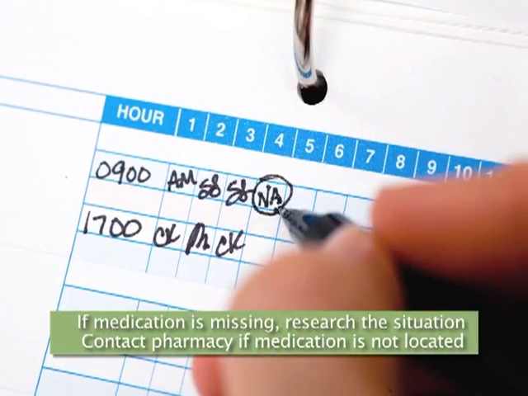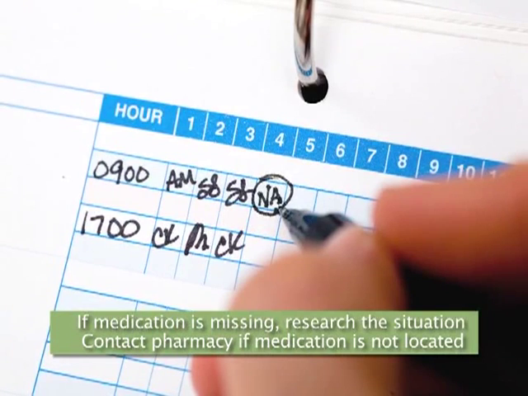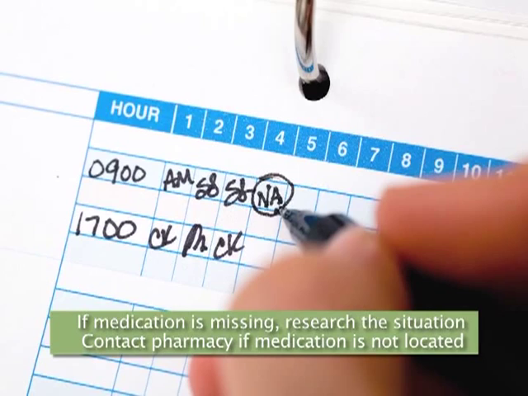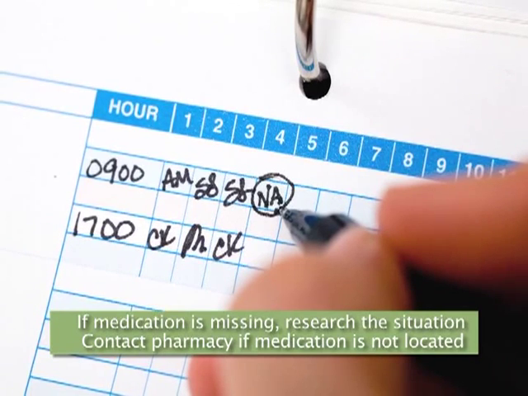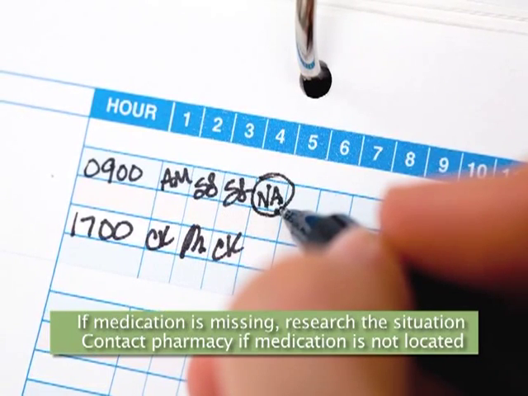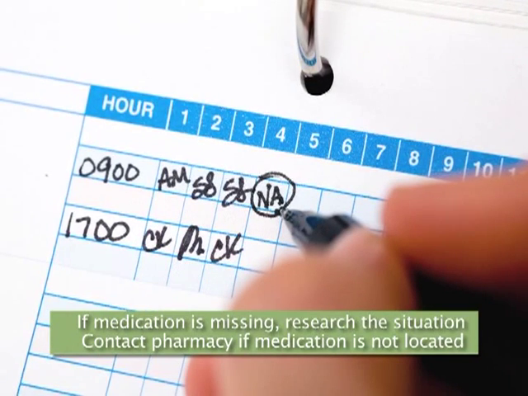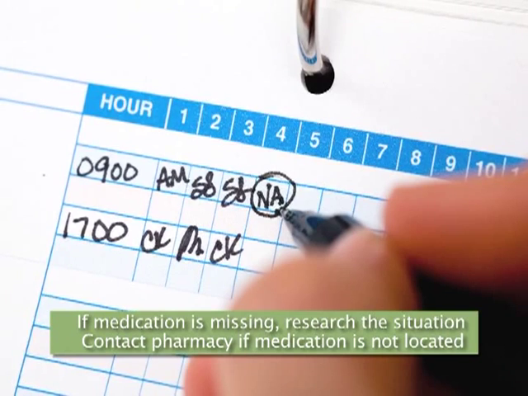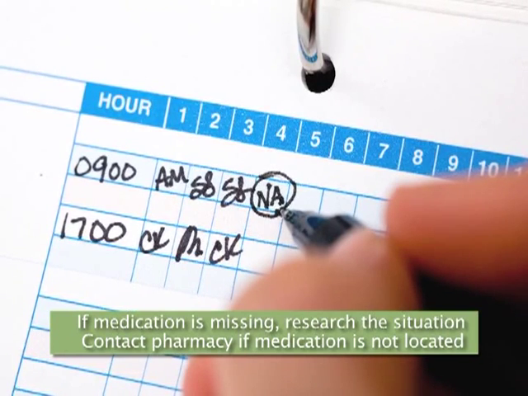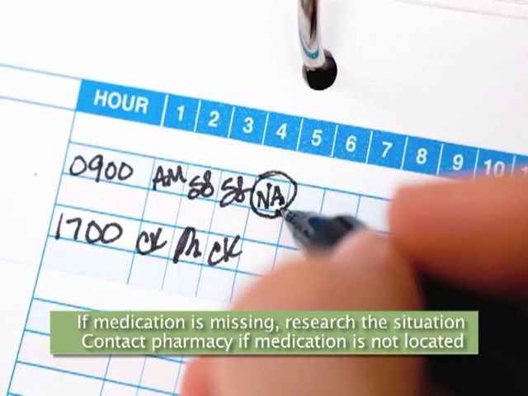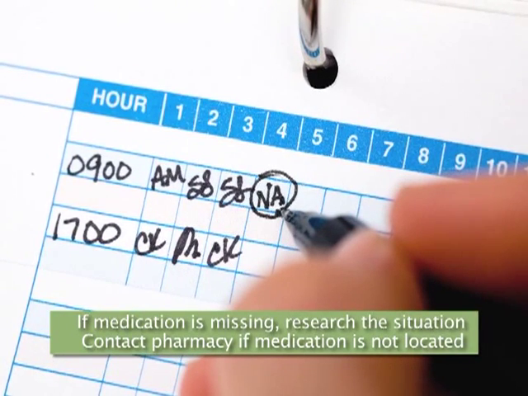If a medication with an active order is not available in the medication cart, first check other areas of the medication cart and the medication room in case it has just been delivered or has been placed in the incorrect drawer. If it is not located, contact the pharmacy. It is not acceptable to write NA, meaning not available, on the MAR without researching the situation further.